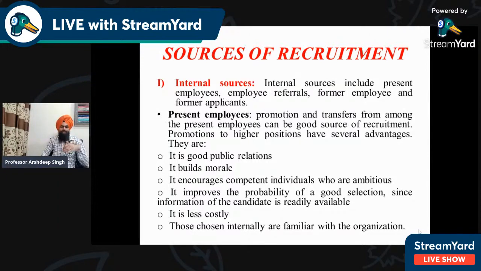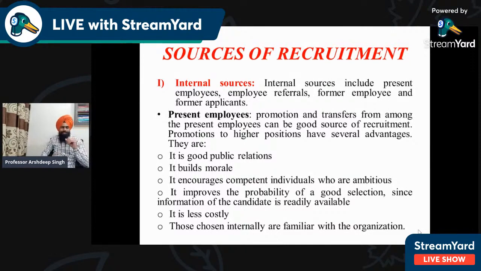Internal sources means within the company, the persons who are the present employees and the employees who are referred from this branch to another branch, former employees who were working or now they are retired from the job, and former applicants who have applied previously but they didn't get the job. They can apply next time. Okay, so these are some of the internal sources.